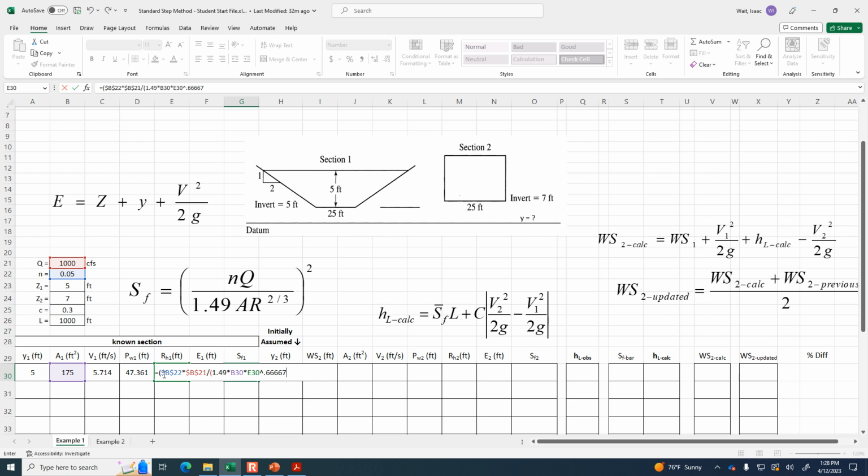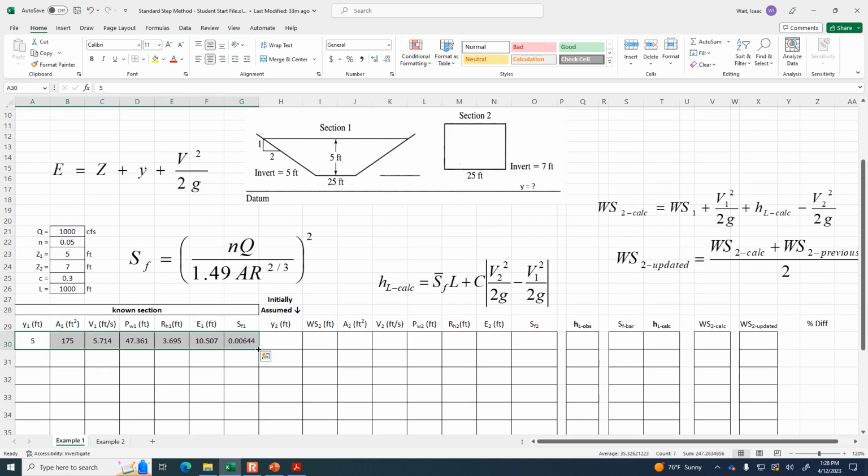How many? Kind of losing track there. I think I need 2. Yep. And then all of that is squared. So I used Manning's equation, and we get the slope of the energy grade line should be 0.00644. And once I've calculated it for one row, I'm just going to drag this down. It's going to be the same for all of them.